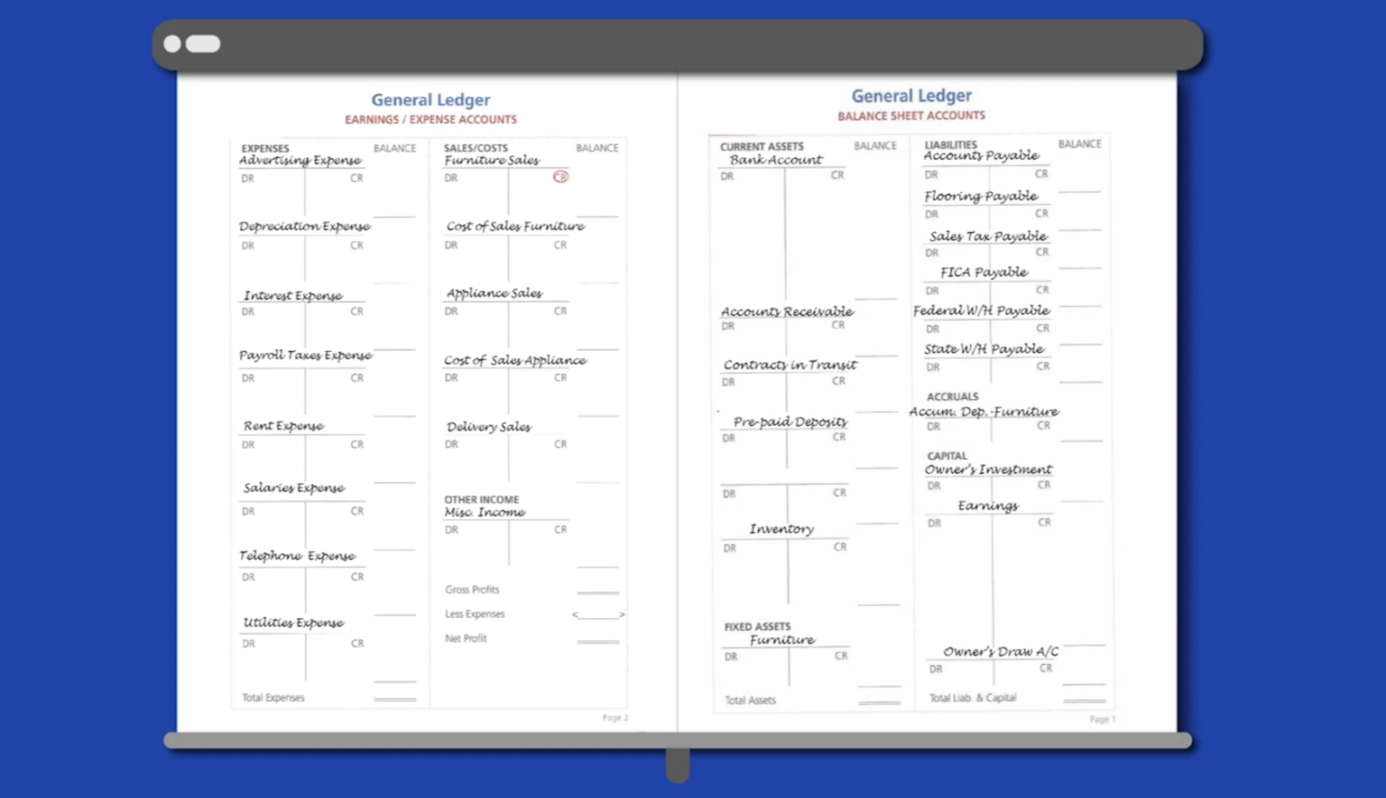Cost of sales, do you expect it to be a credit or a debit account? Debit, so circle the debit there. So appliance sales are going to be a credit. Cost of sales appliances are going to be a debit. Delivery sales are going to be a credit. What about miscellaneous income? Credit, so maybe circle that just to remind ourselves that that's what we expect.